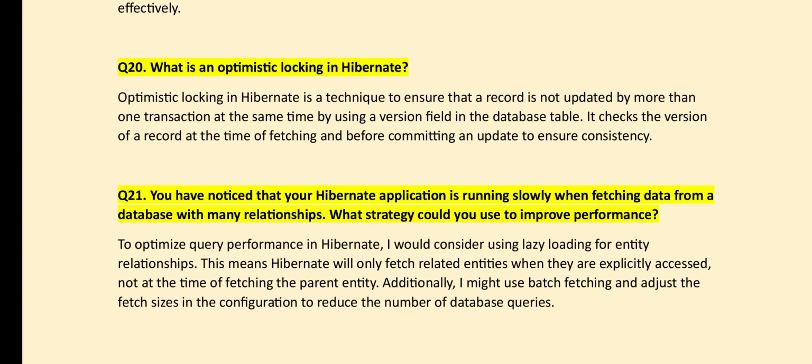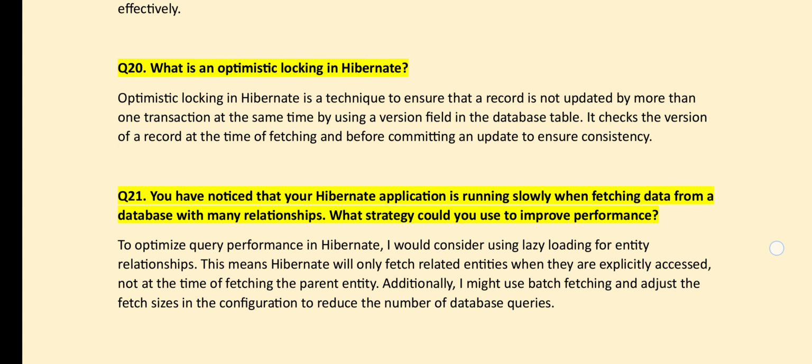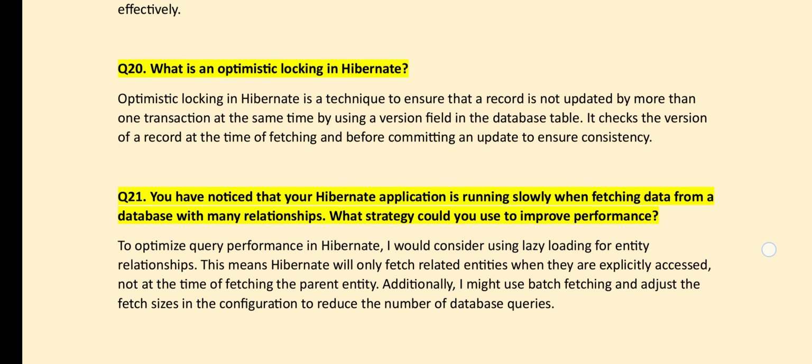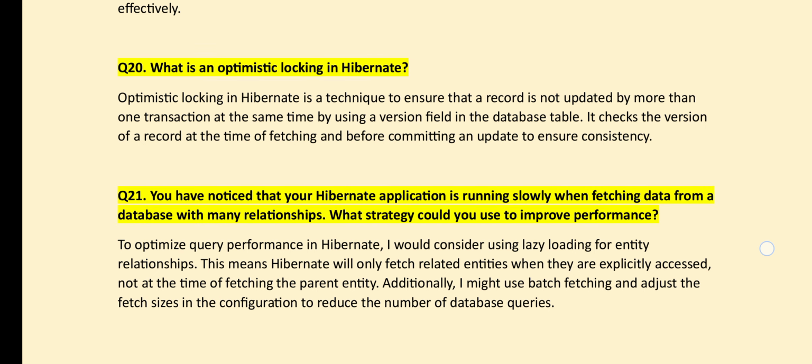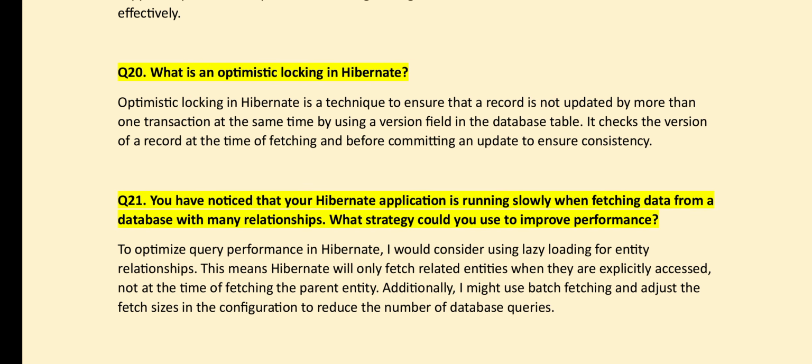You have noticed that your Hibernate application is running slowly when fetching data from a database with many relationships. What strategies could you use to improve performance? To optimize query performance in Hibernate, I would consider using lazy loading for entity relationships. This means Hibernate will only fetch related entities when they are explicitly accessed, not at the time of fetching the parent entity. Additionally, I might use batch fetching and adjust the fetch size in the configuration to reduce the number of database queries.